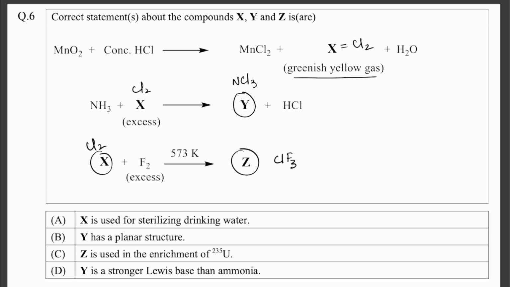Now check the options. X is used for sterilizing drinking water. X is chlorine, and as you know, chlorine is used for sterilizing drinking water. So option A is correct.